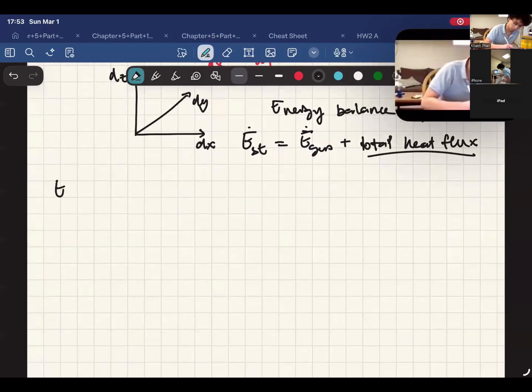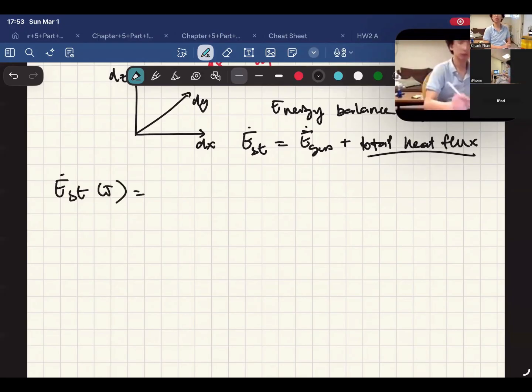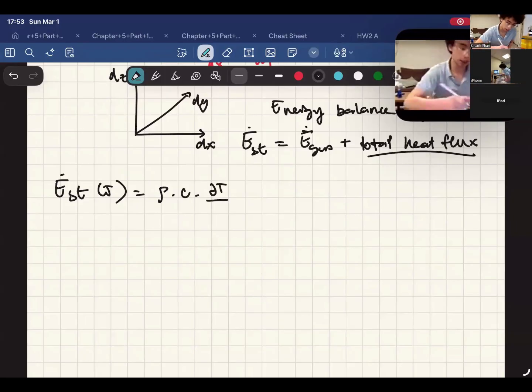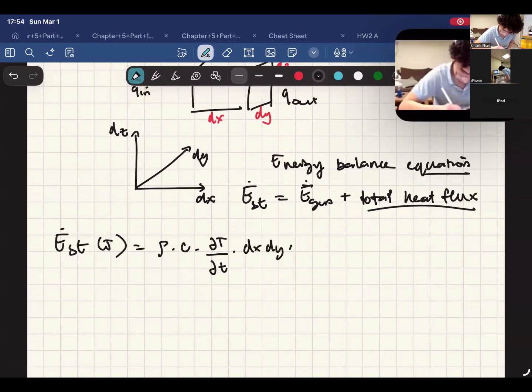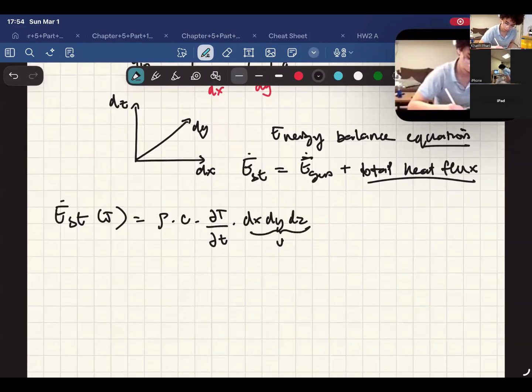First, energy storage. We know that the unit of energy is joule. So how do we relate all of the variables that we have learned to get joules? First, we can have density times heat capacity times the gradient of temperature over time. Energy storage is similar to accumulation, so that's why we have this. And then we multiply it by the volume. The volume of this cube is going to be dx times dy times dz.